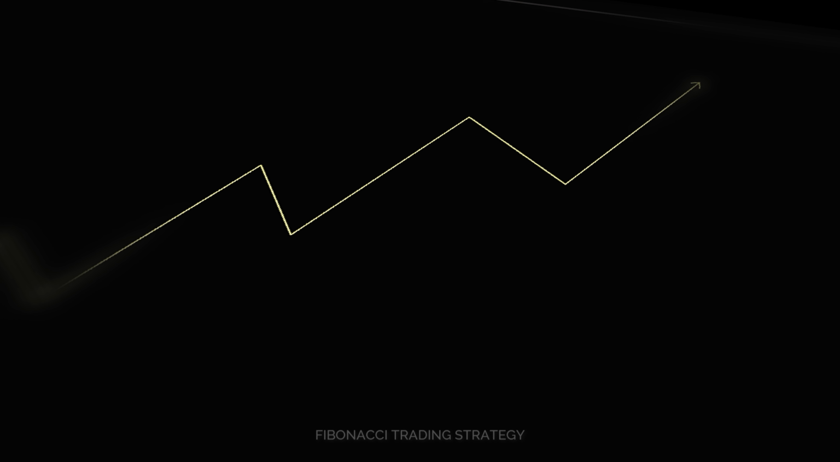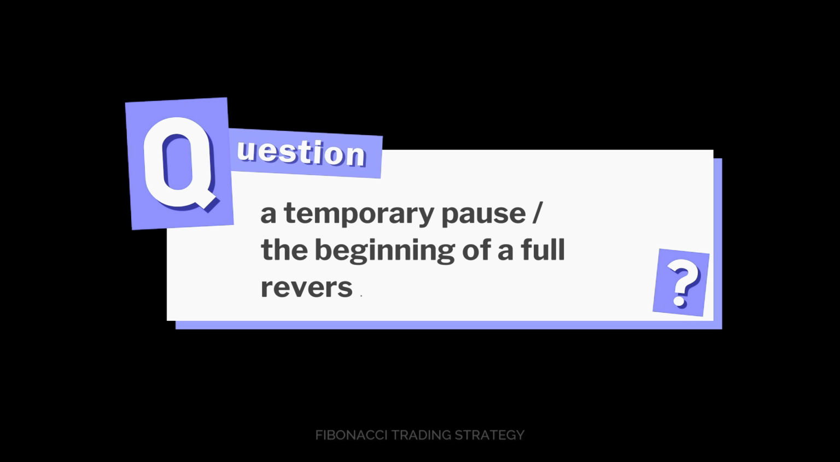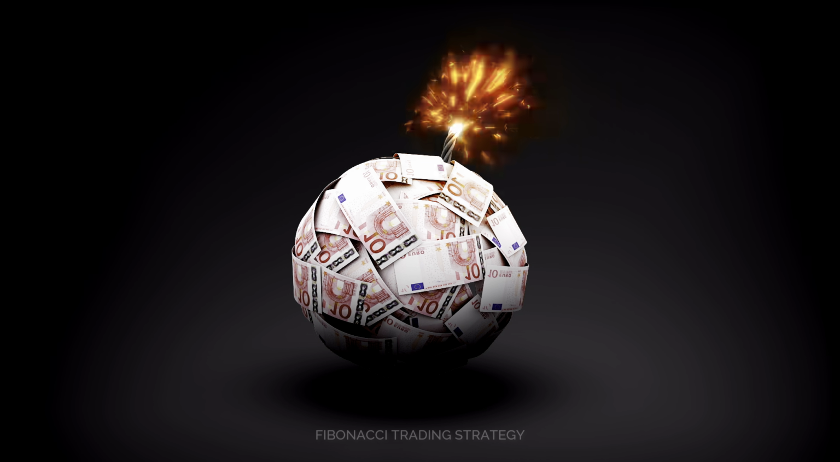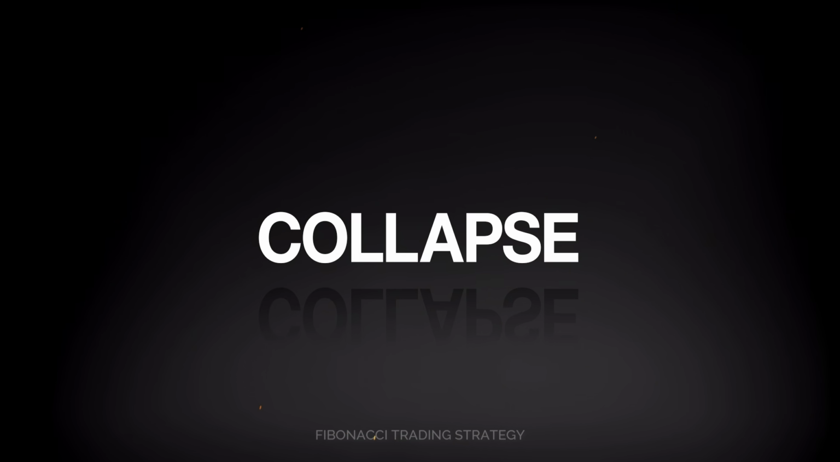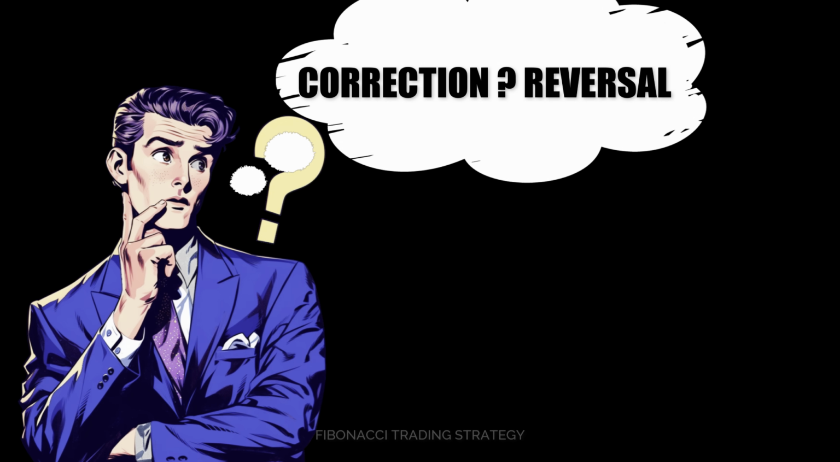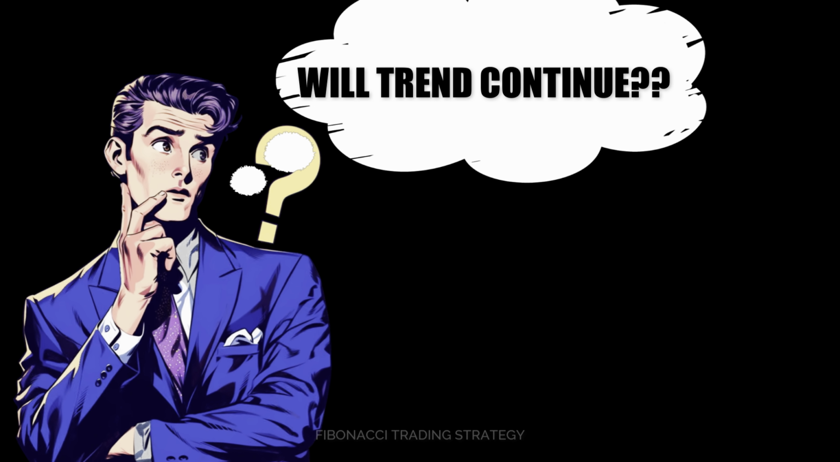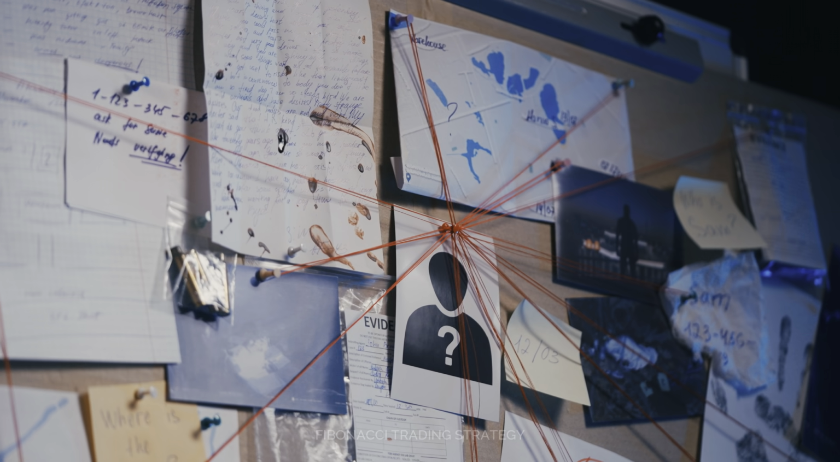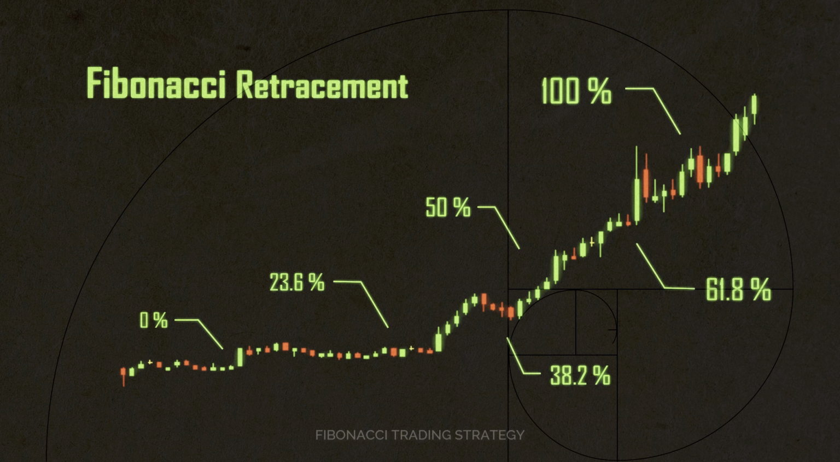The challenge is that during a correction, it can be difficult to tell whether you're looking at a temporary pause or the beginning of a full reversal. And that's exactly where many traders get trapped. They assume every correction is a reversal, or they assume every trend will continue forever. In reality, neither assumption helps much. What we need is evidence. And that's what this strategy is trying to find.